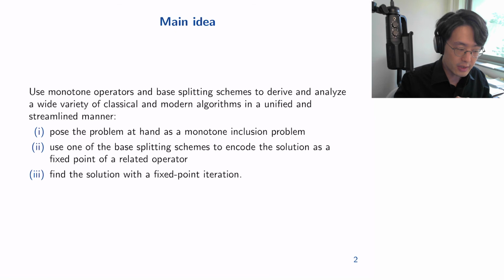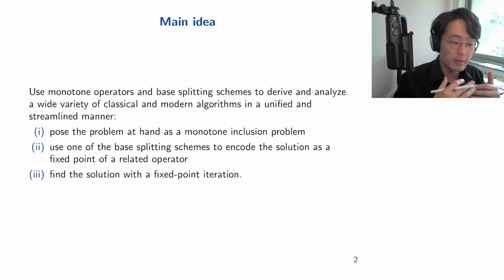And the rubric is as follows. In step 1, we'll pose the problem at hand as a monotone inclusion problem. So often, most problems that arise in engineering and science are not already in the form of a monotone inclusion problem. So for our purposes, we are specifically interested in optimization problems, both constrained and unconstrained. So we will take those optimization problems and then convert them into a monotone inclusion problem.